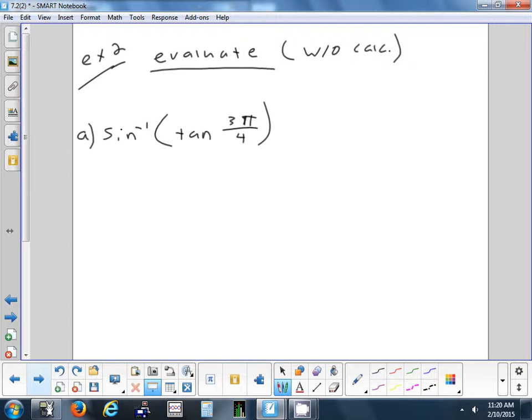Let's start with the tangent of 3 pi over 4. I'm going to try to figure this out. Okay? And 3 pi over 4 is a special angle, so I can do that in my head.